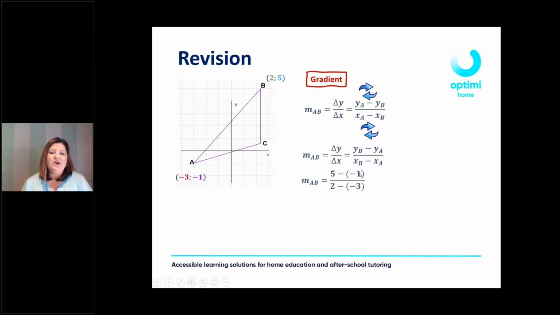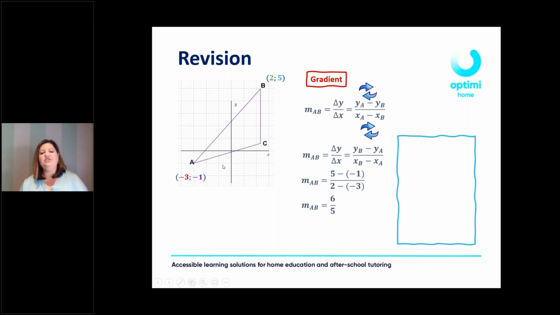minus my y value of A, which is -1. Right, you can't throw away that negative. You can't forget about your subtraction sign. You need to have both of them over there. Right, negative times a negative, as all of you know, will give you a positive sign over there. So it will be 5 plus 1, which is 6, and 2 plus 3, which is 5.